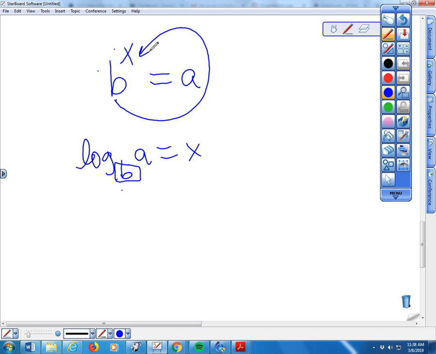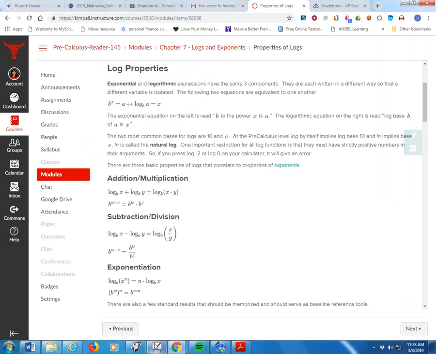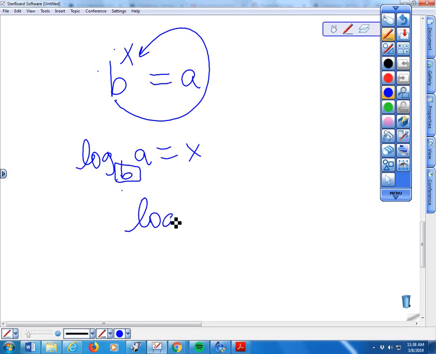Okay. So when we deal with logs, the two most common bases with logs are base 10 and base e. Okay, and a lot of times when you see log base 10, they don't write the base. So if I were to write log 3, the 10 is implied. Okay, because that's called the common log. So if there's no base written, you assume it's 10.